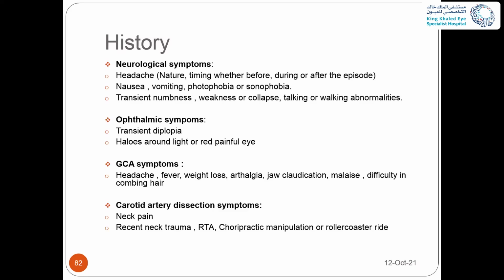You have to ask, if an old patient, for signs of giant cell arteritis: fever, weight loss, arthralgia, jaw claudication, malaise, difficulty and pain on the temporal area. We discussed signs and symptoms of giant cell arteritis, so you have to ask for it. You have to ask for neck pain, recurrent neck trauma, road traffic accident, or if he had recent chiropractic manipulation, or has been on a roller coaster ride in an amusement park or something. So all these you have to ask in the history.